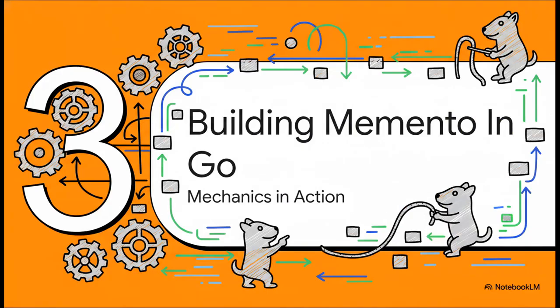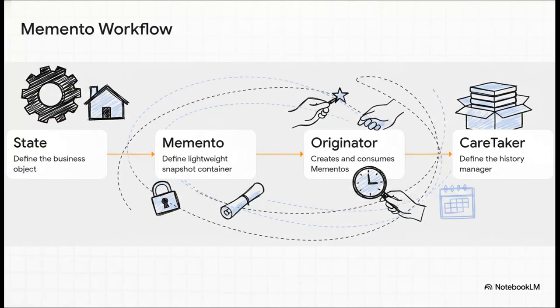All right, Section 3, building memento in Go. Let's take these abstract concepts and translate them into real working Go mechanics. We'll start simple. Step 1, you define your core business state, maybe just using a basic string to get started. Step 2, you create the memento struct, which is your lightweight snapshot container. Step 3, your originator struct implements specific save and restore methods. This gives the originator total absolute control over creating that memento.